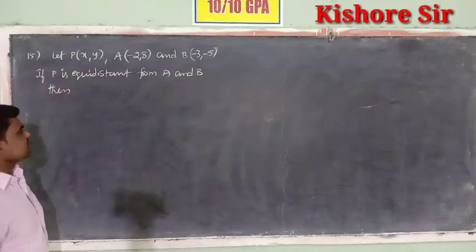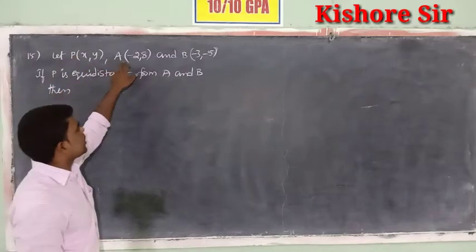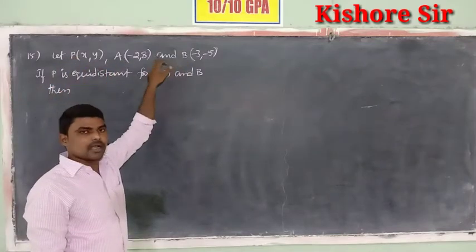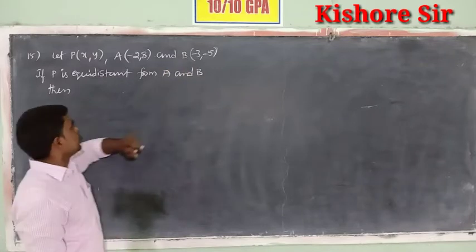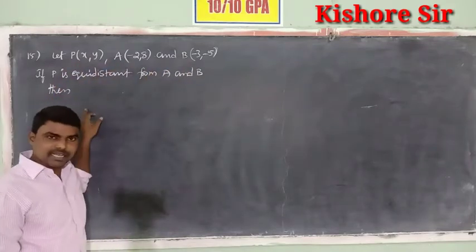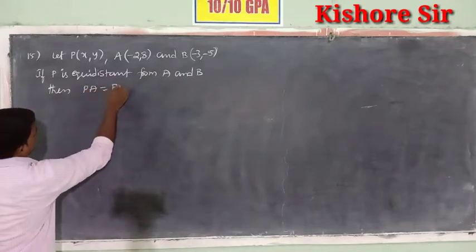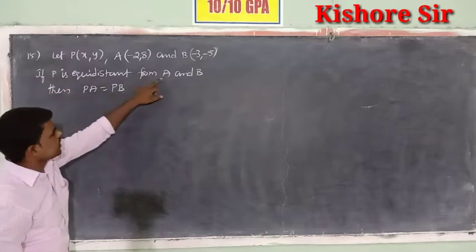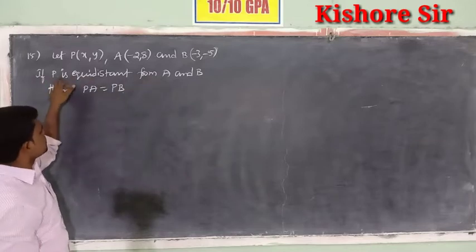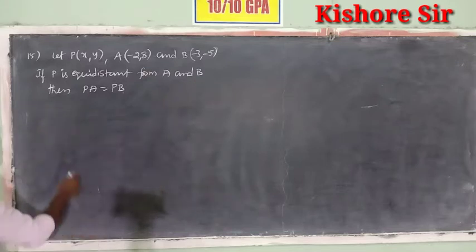The given information is P is a point which is equidistant from A and B. A and B are the given 2 points. Okay. If P is equidistant from A and B, then what is the condition? PA is equal to PB. The distance between P and A is equal to the distance between P and B. We have to use the distance formula again.